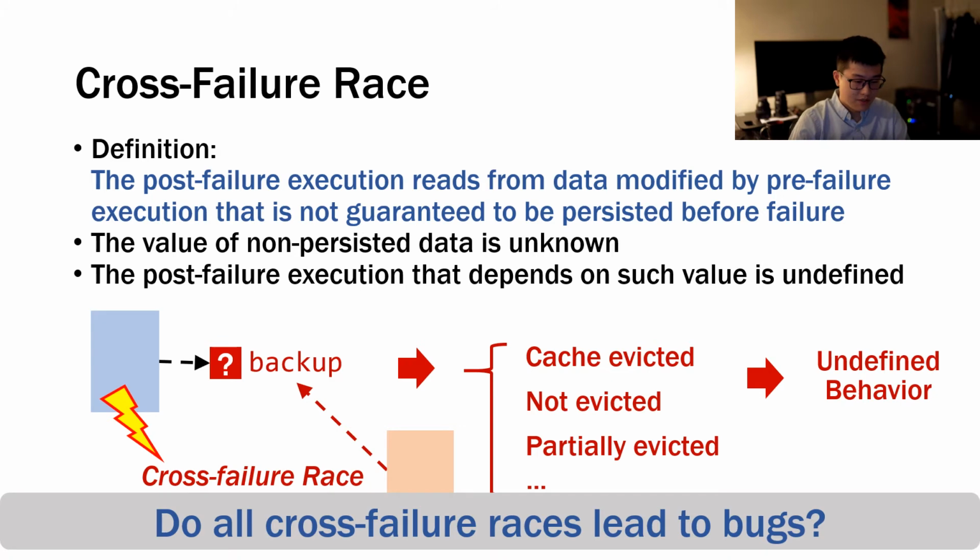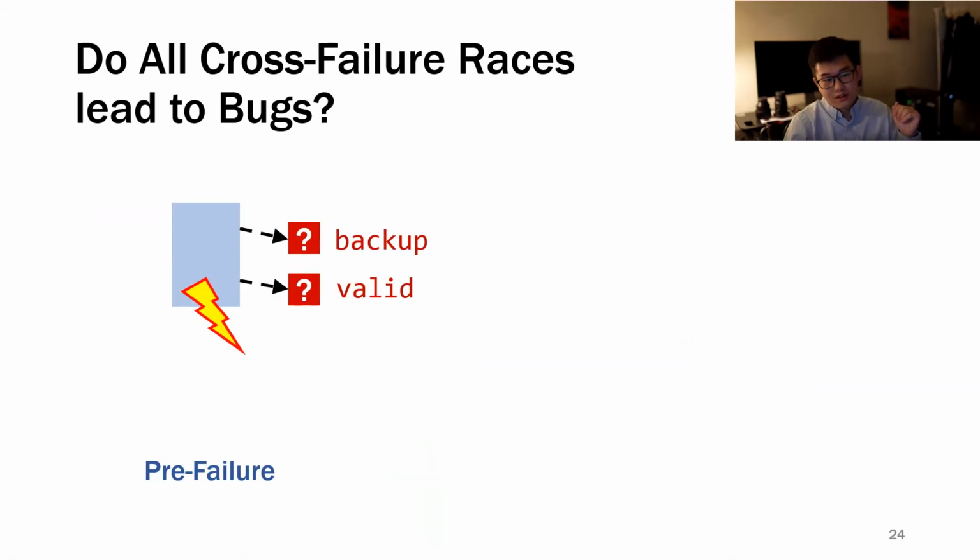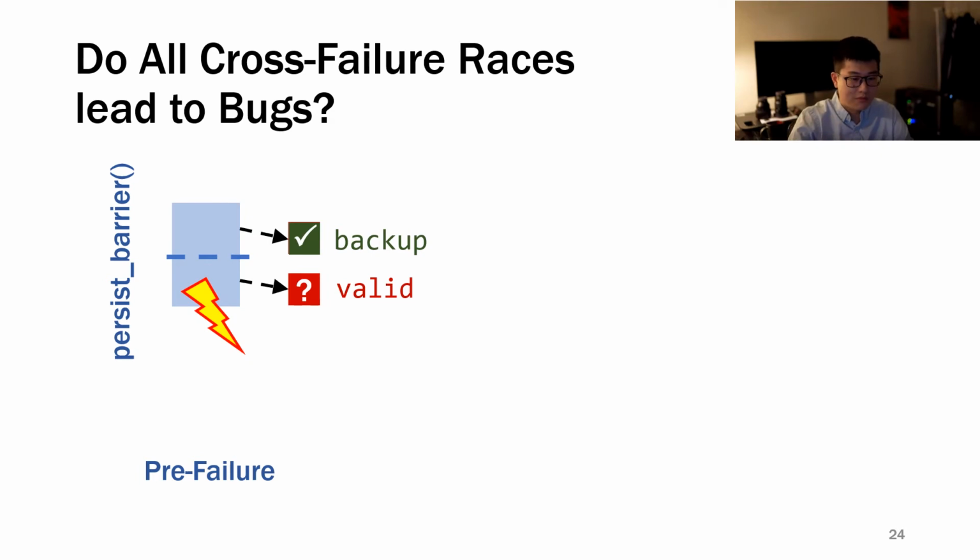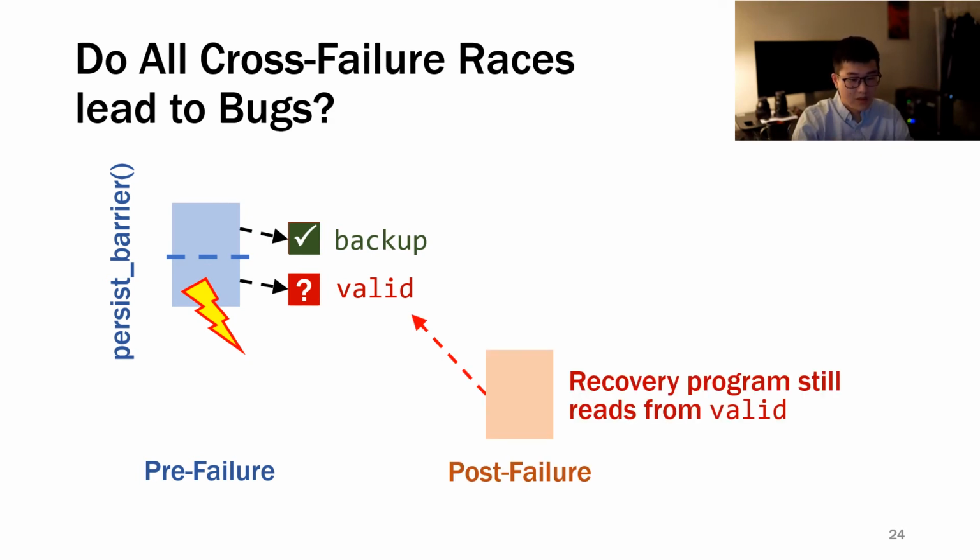But now there's a question: do all cross-failure races lead to bugs? Is there any exception where there's a race but there's no bug? So let's go back to the example, and we fix this buggy example by using a persist barrier. We place it in the middle of the backup stage and setting the valid. So now we still need to read from the valid bit for the recovery, because otherwise we don't know whether the backup has been persisted or not. So it seems like there's a cross-failure race on the valid, right? Because valid is not guaranteed written back by the time the failure happens, but it is being read from the post-failure stage.